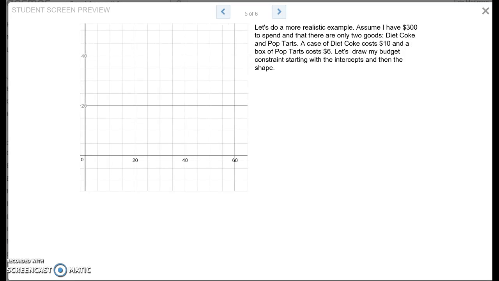Okay, so here's an example for you to try. I'm not going to ask you to graph a nonlinear budget constraint in this video. We can talk about that more in class. But here's an example for you to do. Go ahead and pause it.